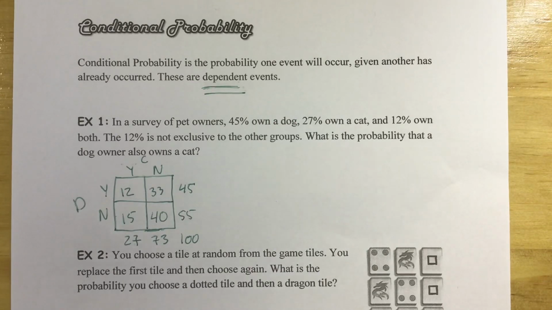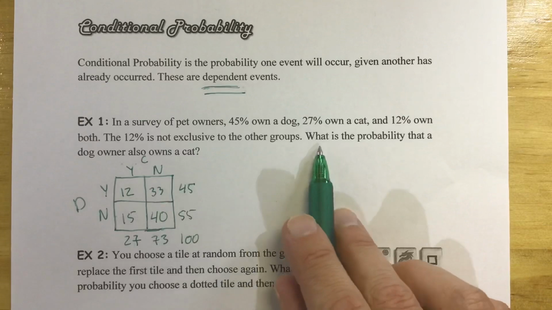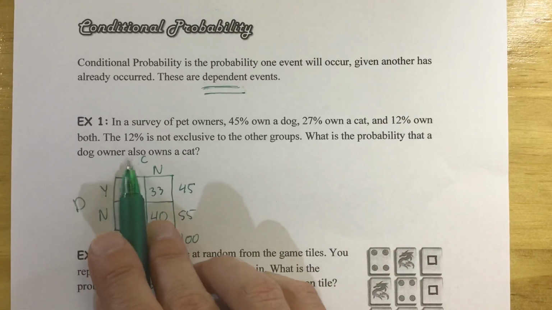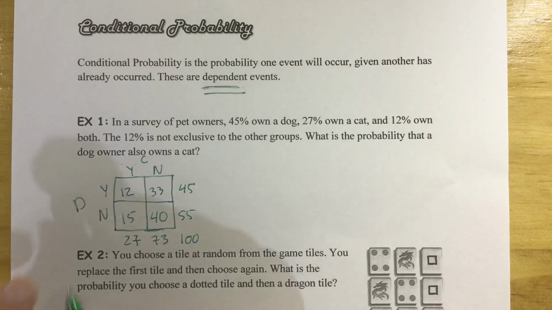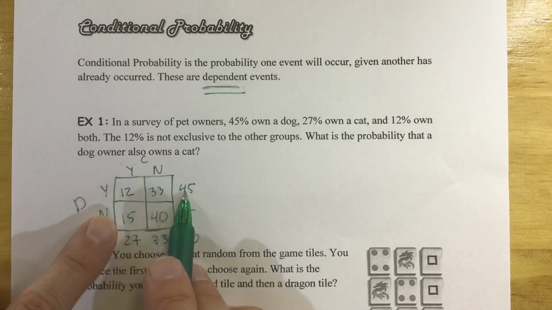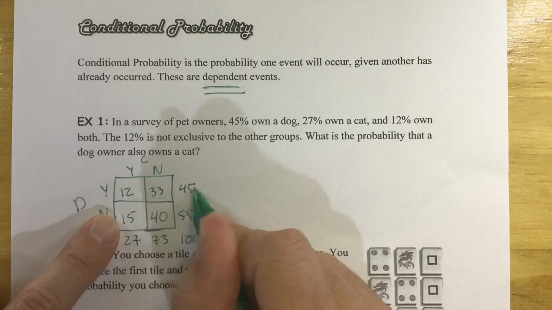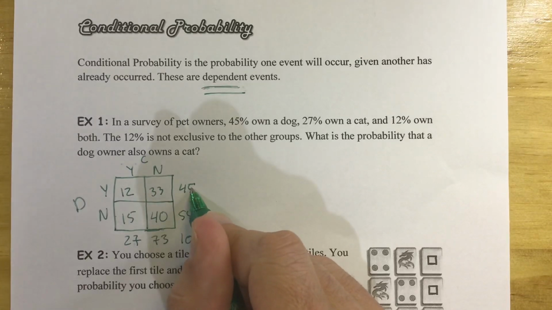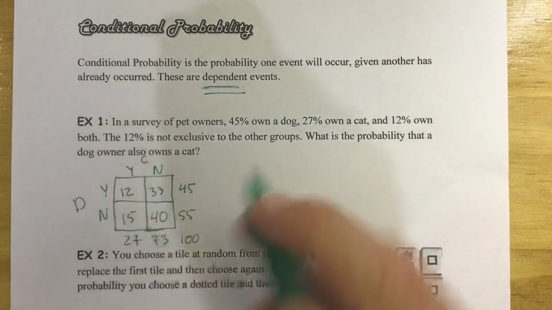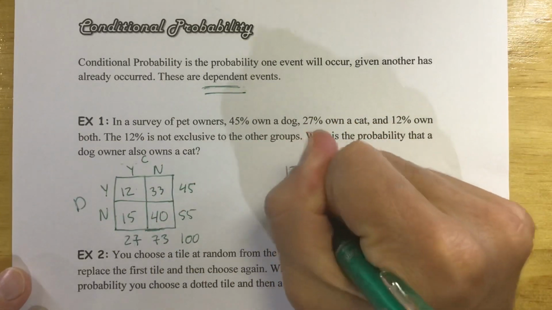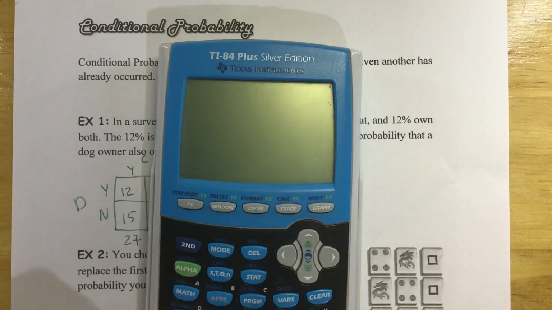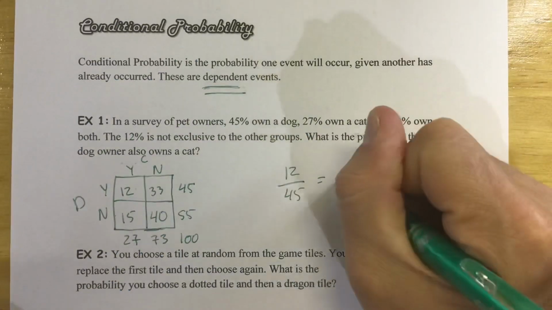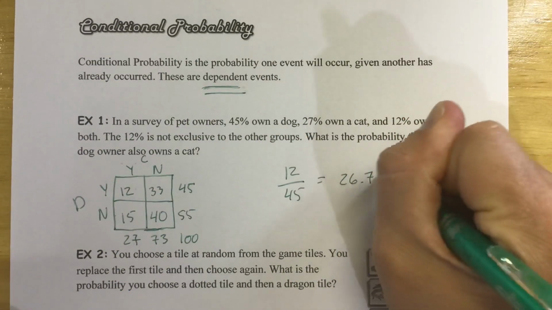So all of that's just me making a frequency table. I haven't even answered a question yet, but you'd get faster at making those anyway. What is the probability that a dog owner also owns a cat? Of the dog owners, 45% of people own a dog. Of them, 12% also own cats. So it's 12 out of 45, which is going to give you about 26.7%.